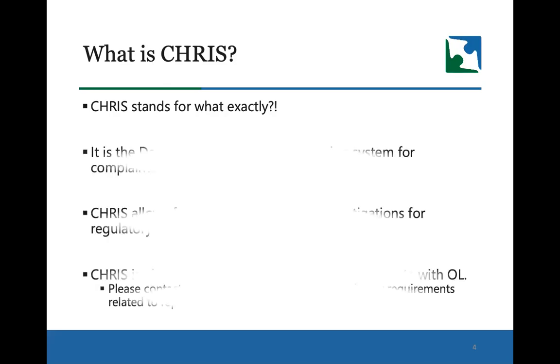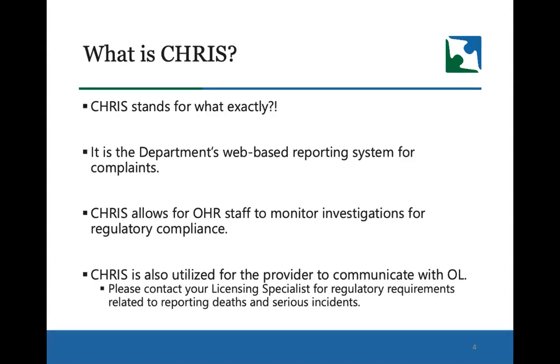CRIS is the official reporting repository for all human rights complaints as identified in the Human Rights Regulations, otherwise known as the web-based reporting system. The system allows for your human rights advocate to ensure your compliance with the human rights complaint process and regulatory reporting. Not only is the system used by the Office of Human Rights, but the Office of Licensing as well. If you have any questions or concerns, though, regarding expectations from the Office of Licensing, please contact your licensing specialist.